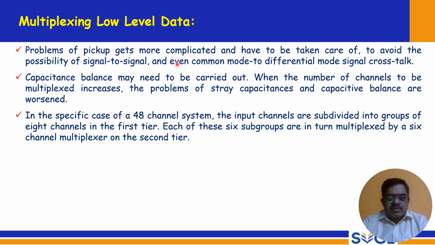So this is a common problem in multi-channel systems, and capacitance balance may need to be carried out when the number of channels to be multiplexed increases. The problem of stray capacitances and capacitive balance are worsened. In the specific case of a 48 channel system, the input channels are subdivided into groups of 8 channels in the first tier. Each of these 6 subgroups are in turn multiplexed by a 6 channel multiplexer on the second tier.